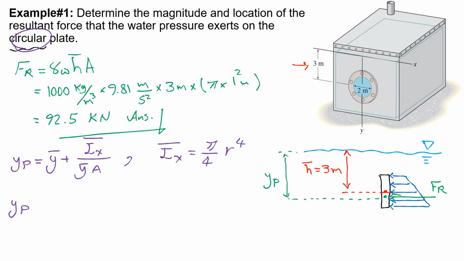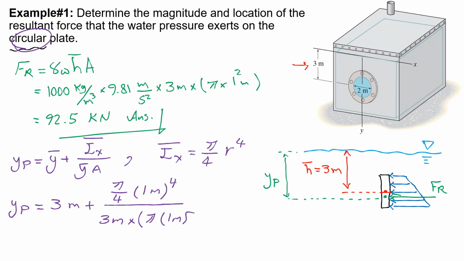Now, just plugging in the numbers, it would be 3 meters plus pi divided by 4, radius is 1 meter to the power 4, divided by 3 meters times pi, and then again 1 meter to the power 2.